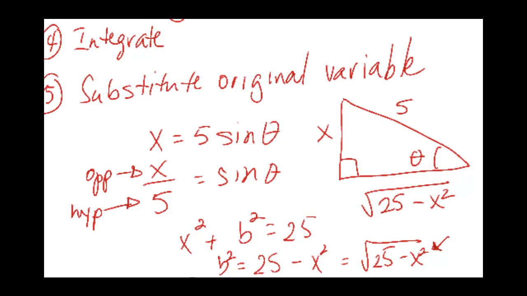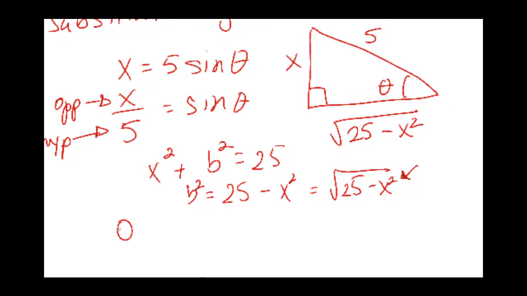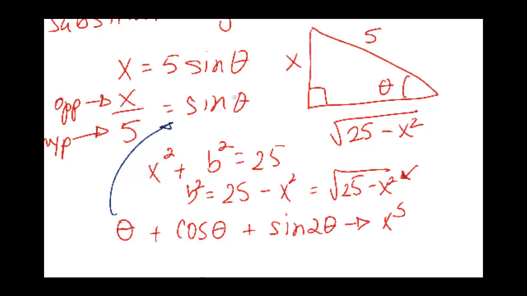And let's say your answer was theta plus cosine theta plus sine 2 theta. How would you convert that back into x's? Well, theta would use this expression here. That's the relationship between theta and x right there. So if you arc sine both sides, you get that theta would be arc sine of x over 5.